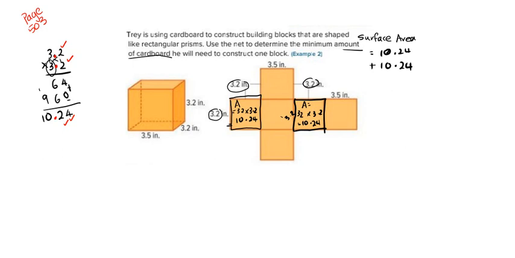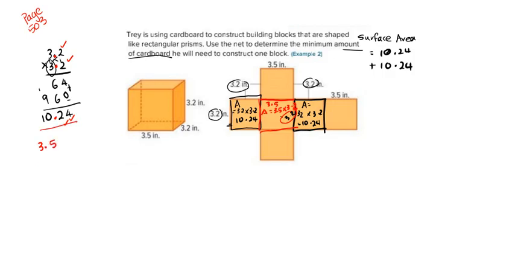Now we're going to look at the next rectangle. Let's look at this one here. You can see this dimension is 3.2, and we want to find what that dimension is. This dimension we know is 3.2 because it was opposite this dimension, and this dimension is opposite that dimension, which is 3.5. That means this is 3.5. So the area of this rectangle will be 3.5 times 3.2. So we have to do that calculation now.